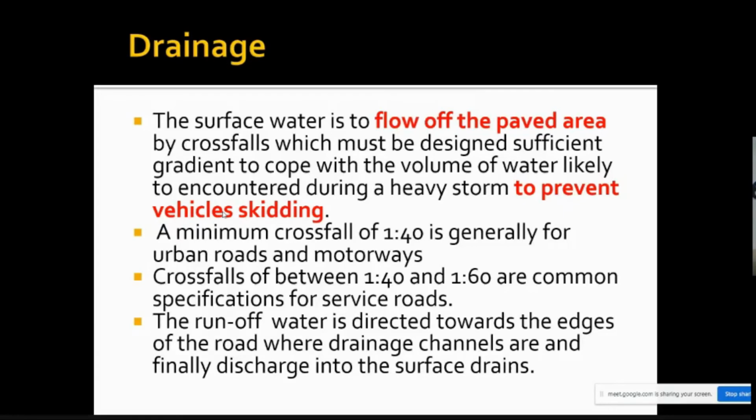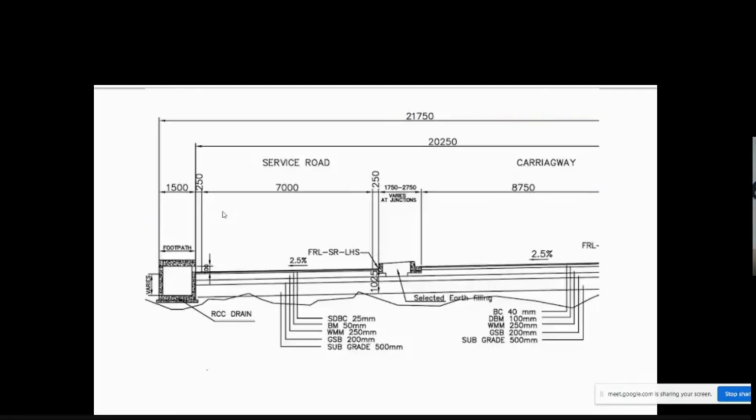Runoff water is directed towards the edge of the road, dekat tepi, where drainage channels are, and finally discharge into the surface drain. So you have masuk dalam open drainage, macam saya cakap tadi, monsoon drain, roadside drain. We have different types of drain. So, kalau you tengok dekat bawah ni ada closed drainage. Okay, so ada subbase, ada kat sini dia punya RCC drain.